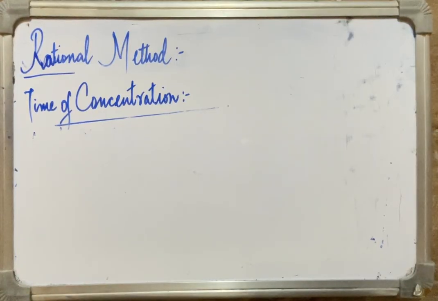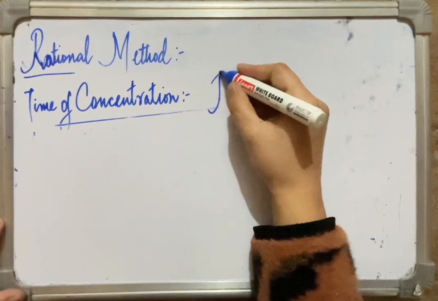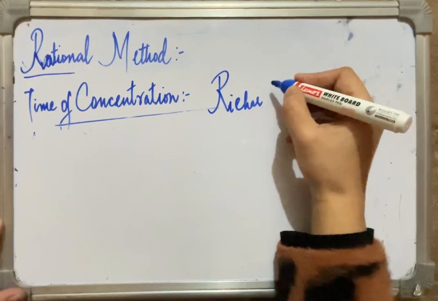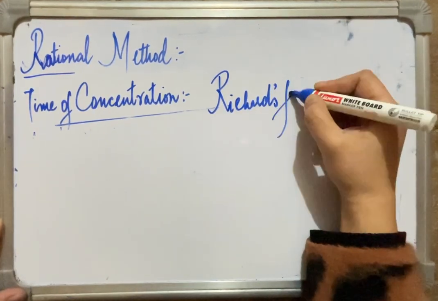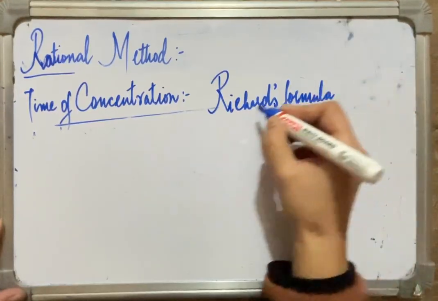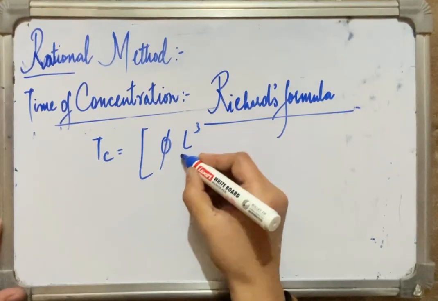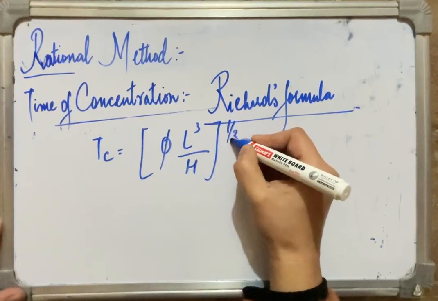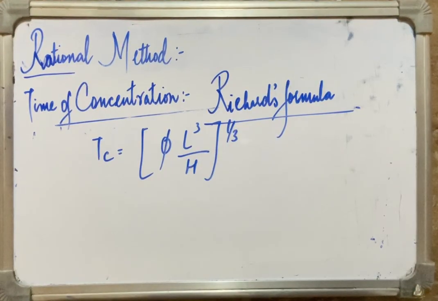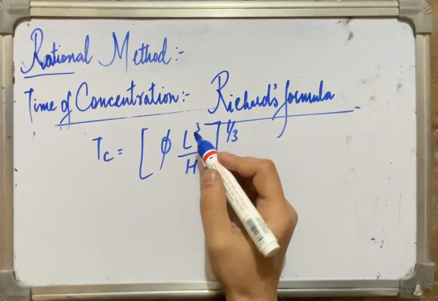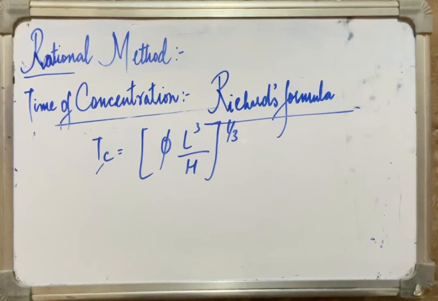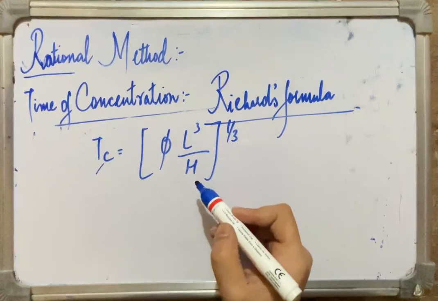So the next formula by which we can find the time of concentration of a particular catchment is known as the Richards formula. So this is the Richards formula to find the time of concentration. Tc is phi times (L cubed by H) whole raised to the power 1 by 3. This is the Richards formula, where Tc is the time of concentration in hours. This is L, this is H, we already studied.